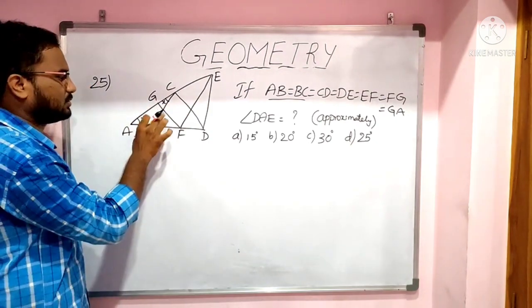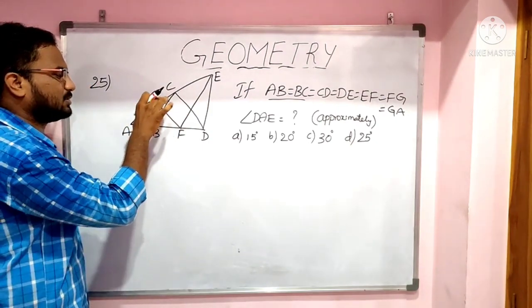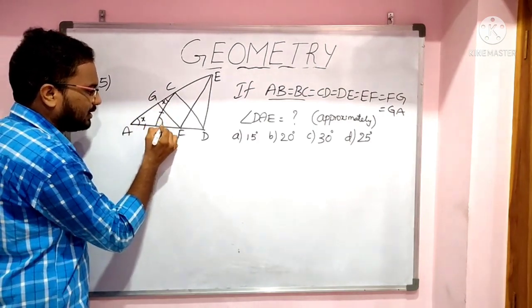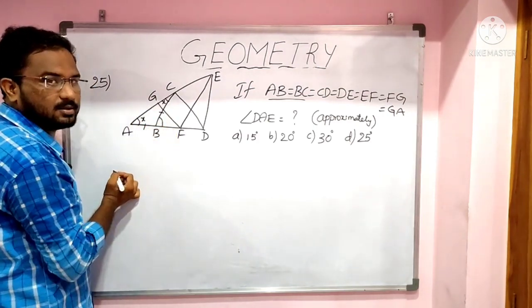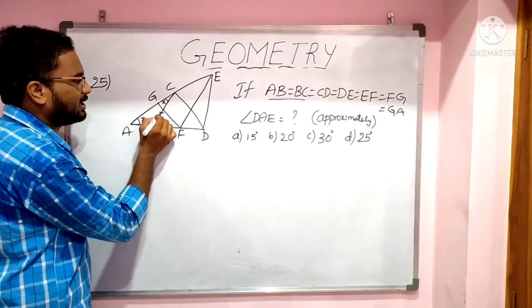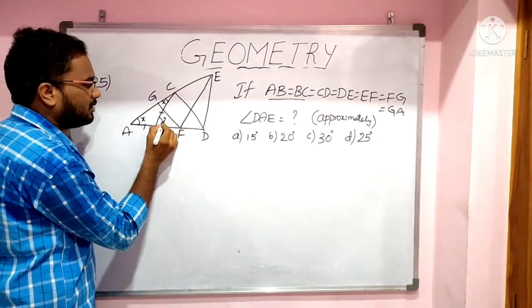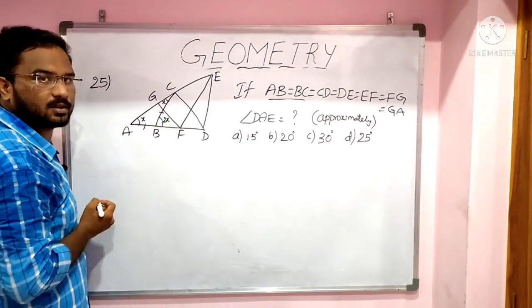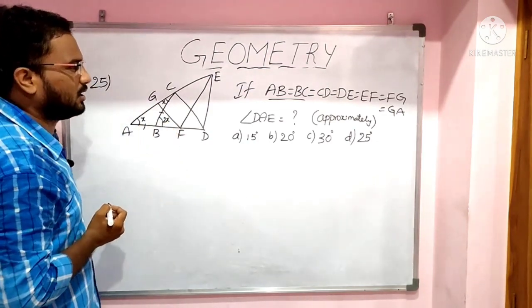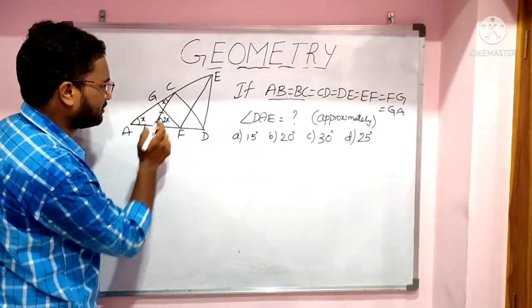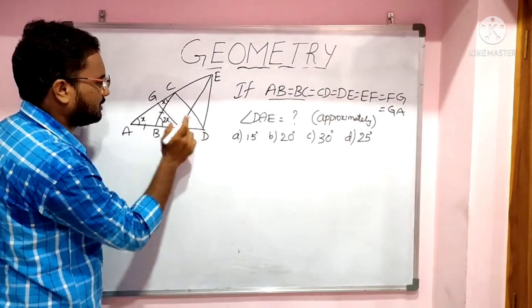Okay. These two sides are equal. Hence, these two angles are equal. So in this triangle, this is the exterior angle. Exterior angle equal to sum of opposite interior angles. So this will be x plus x, 2x. Okay, 2x. And then BC equal to CD. This length and this length both are equal.